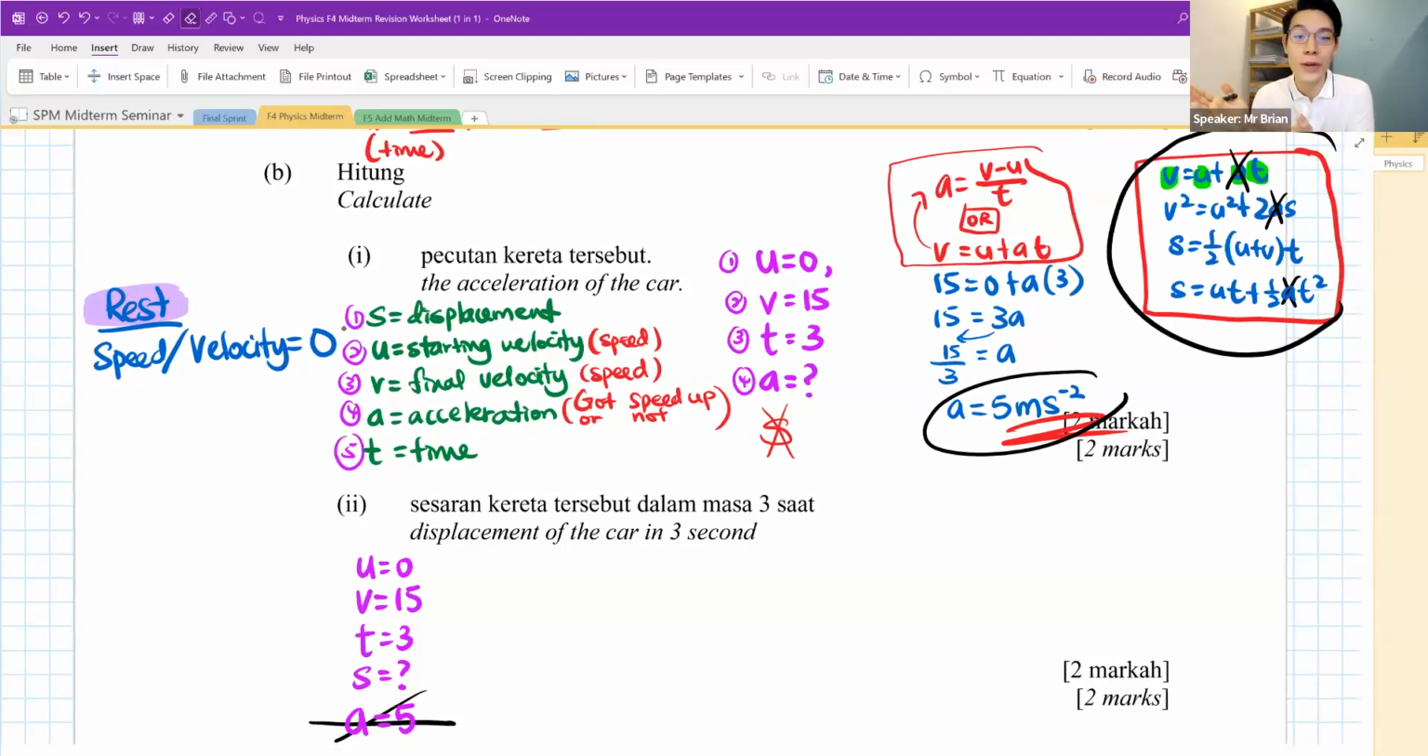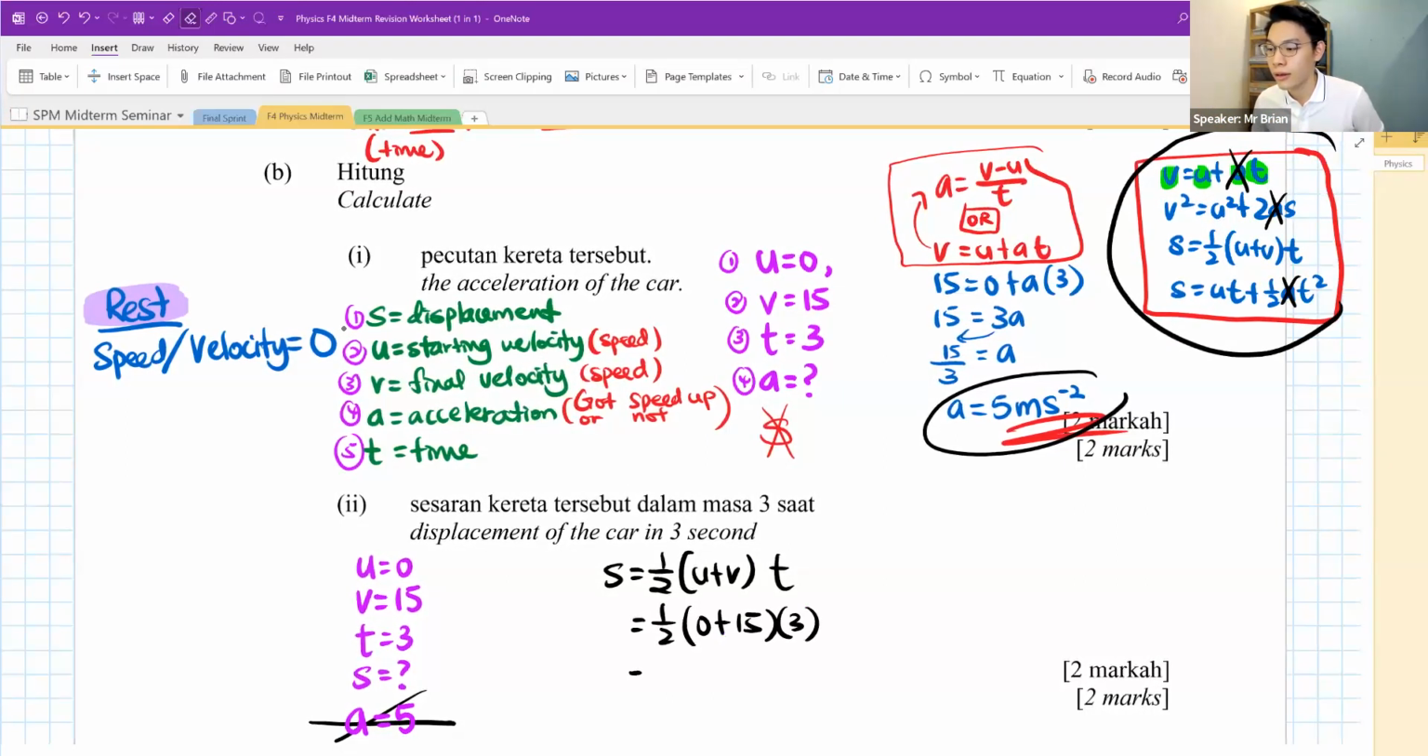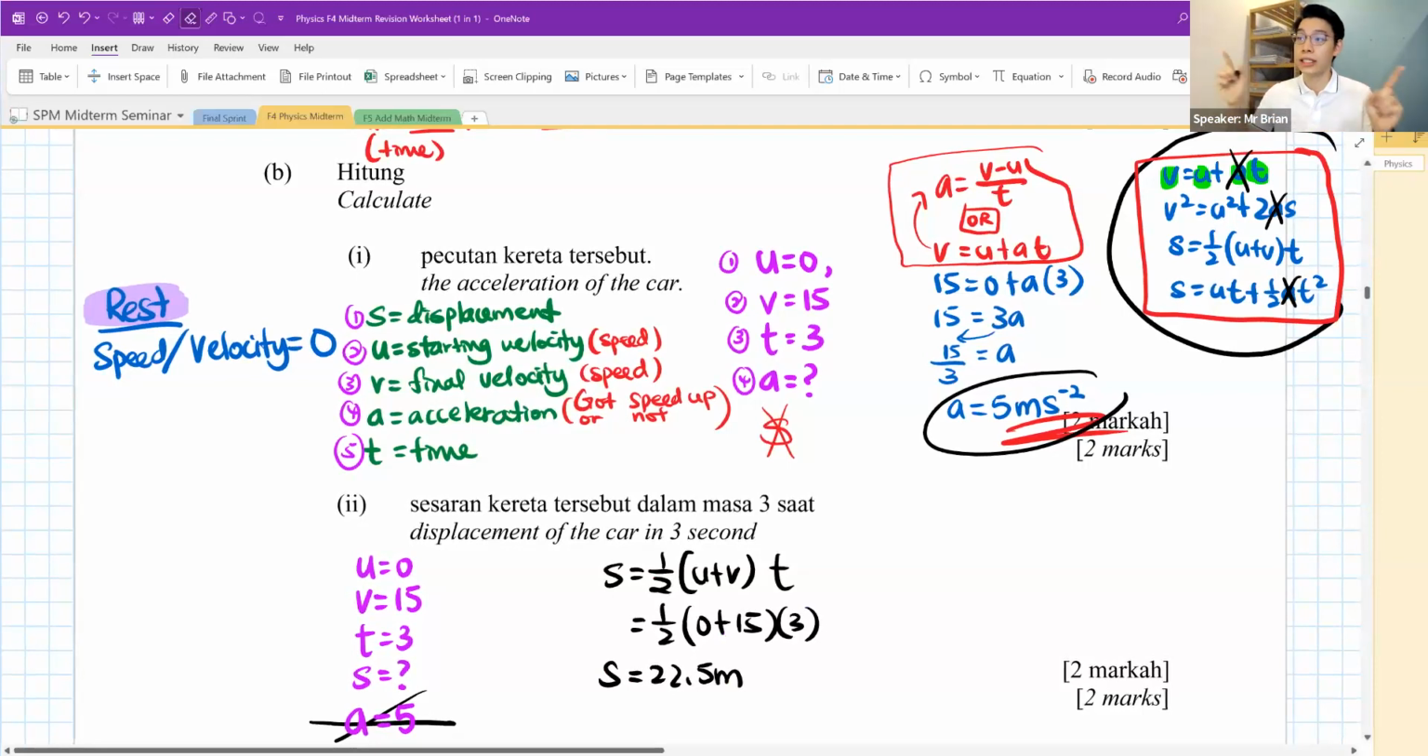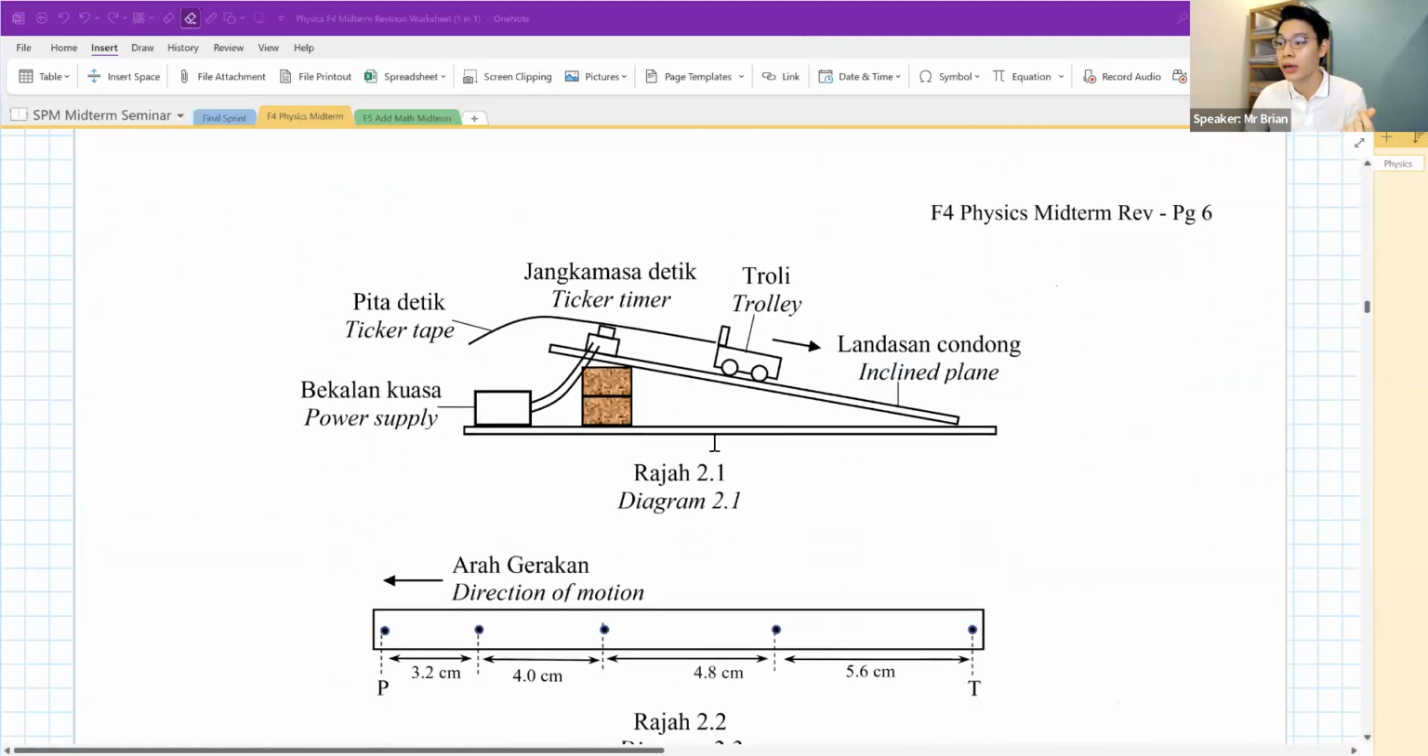Now, which formula are we left with? Only one left, and that is S equals 1 over 2 (U plus V) T. We get 22.5 meters. That is the distance or the displacement. Okay. Let's move on. Ken, if you were lost last time with this, I hope now you are better.